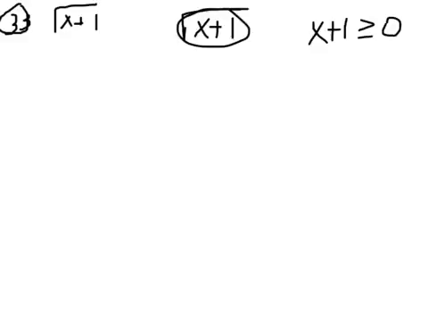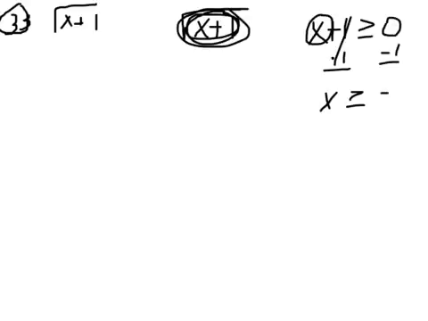So what I do is, anytime I see something like this, I take what's under the radical and I say it's greater than or equal to 0. And then I just solve for x. Subtract 1 from both sides. If x is greater than or equal to negative 1, then I would have real solutions. And that's really all you have to do there.